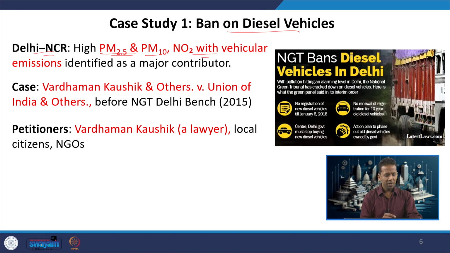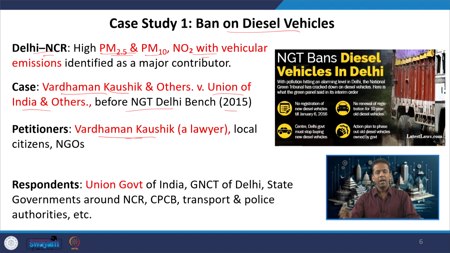So, the case was filed by a local citizen and lawyer, Mr. Vardhaman Kaushik and others, versus Union Government of India and others, before the NGT Delhi bench in 2015. The petitioner was Vardhaman Kaushik, a lawyer, and some local citizens along with him, and some local NGOs. The respondents were the Government of India, the governing body of Delhi, state governments around NCR, the Central Pollution Control Board, and transport and police authorities. That is why it says others, to sum up all the respondents and all the petitioners.